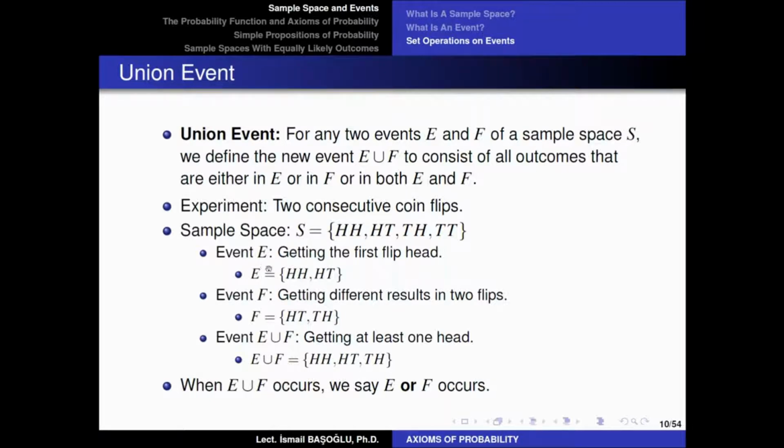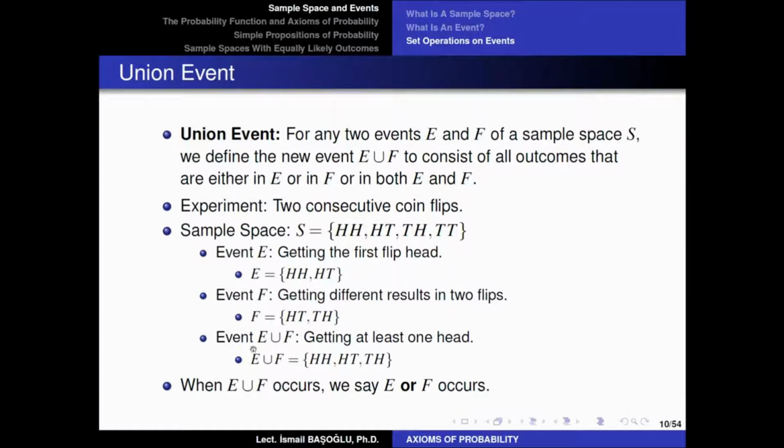Now we define an event E, which is getting the first flip head. If you observe the outcome of this combined experiment to be head-head or head-tail, you can say that the first flip is a head. So these two outcomes form the event E as a subset of the sample space. Event F is defined as the event of getting different results in two flips. Therefore, the outcomes head-tail and tail-head form the subset representing event F.